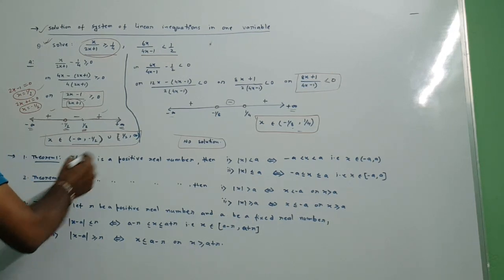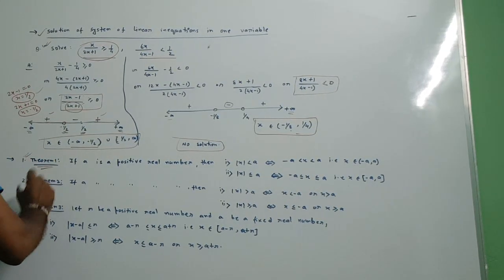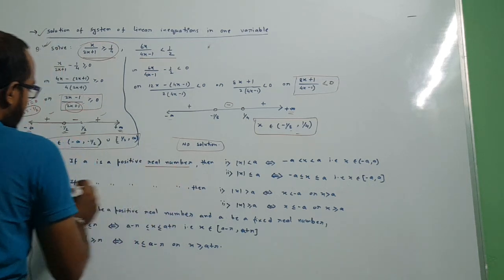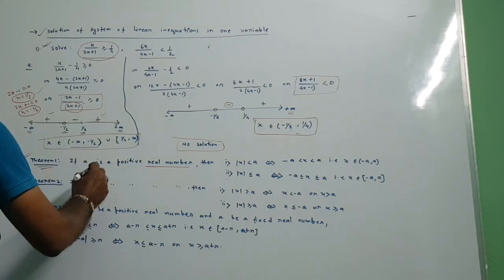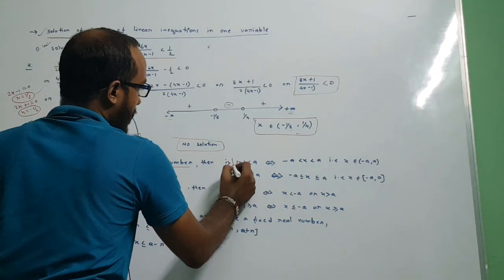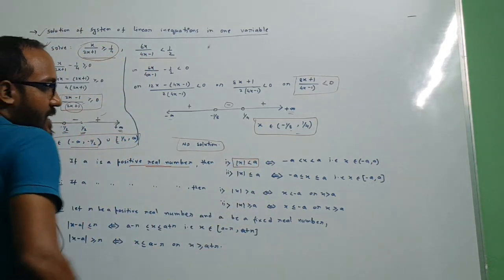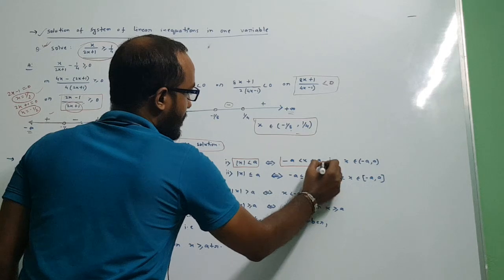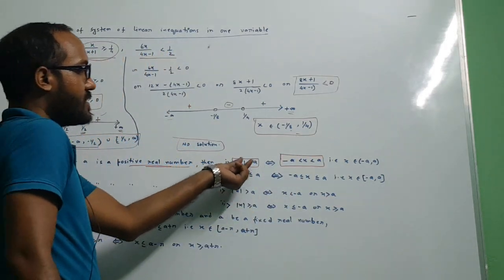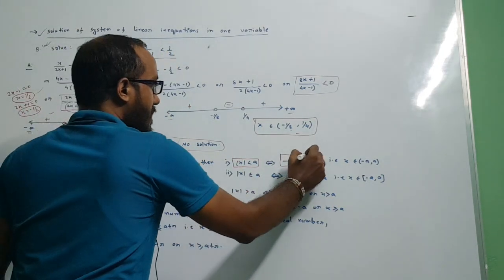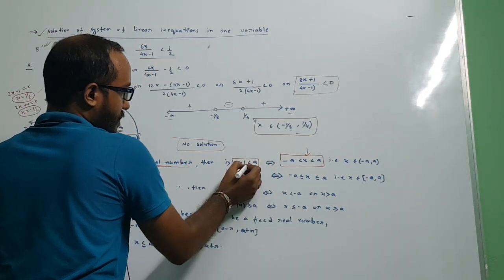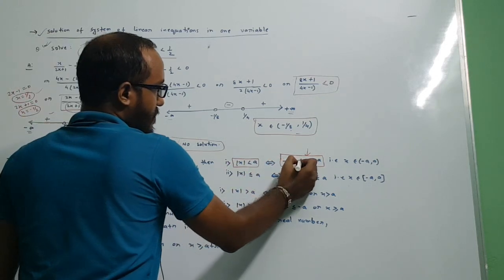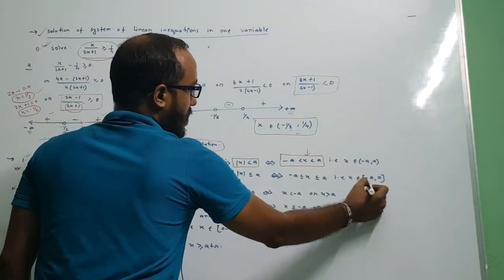So let us continue and see some theorems. Let us see the first theorem, theorem 1. If A is a positive real number, remember these things, this can change your life, because if you are giving JEE and IIT, this formula would be used. If A is a positive real number, then mod of x less than A means x will lie between minus A and plus A. If we have less than or equal to here, then we will have a closed interval.